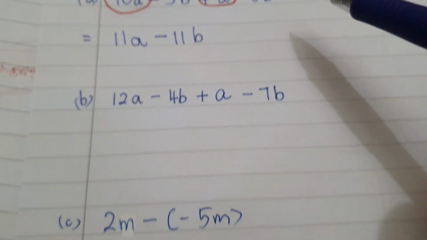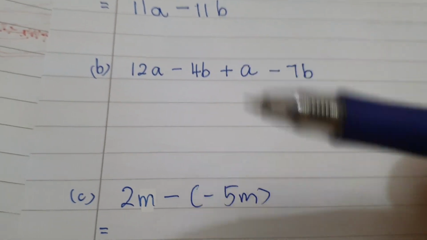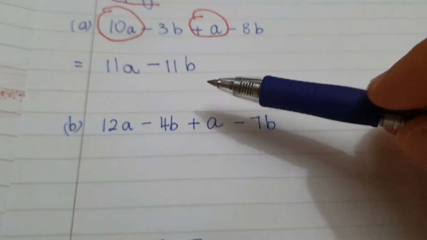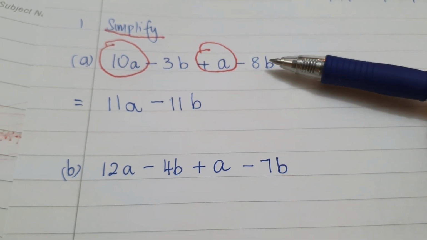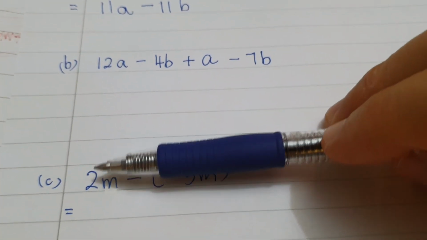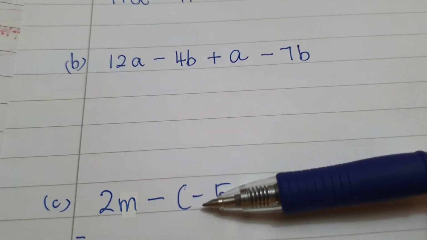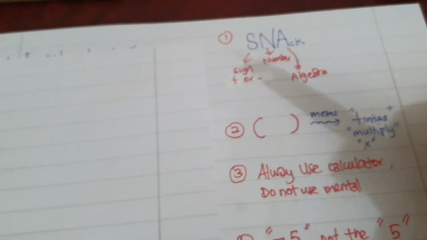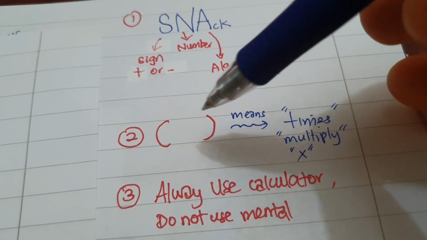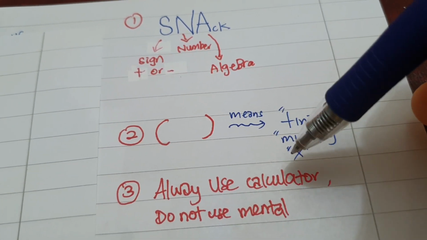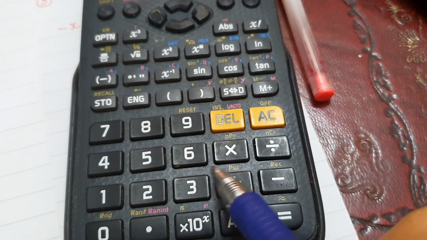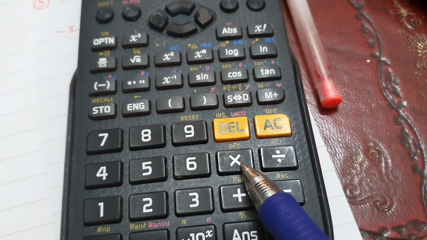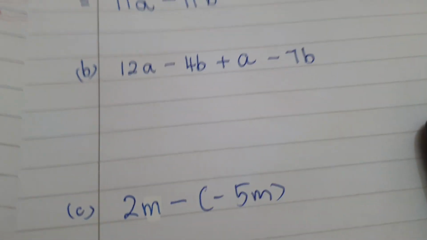Okay, now let's do another question involving brackets. I want to highlight the difference between A and B: you don't see any brackets. But for C and D you see brackets here. Now what does the bracket mean? Bracket means times, or multiply. So when you see a bracket, when you calculate on your calculator, you can press the times.